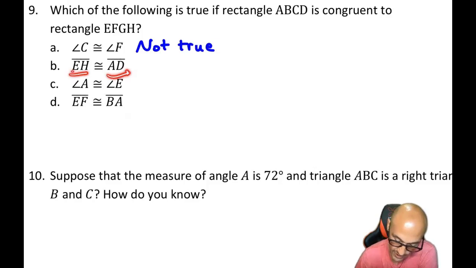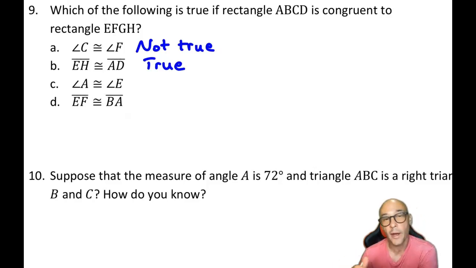EH is congruent to AD. EH, the first and the last, is congruent to AD. First and the last. Yeah, that one's true. Angle A is congruent to angle E. Yeah, they're the first in the order. They're corresponding, so they must be congruent. So corresponding parts are always congruent in corresponding shapes.